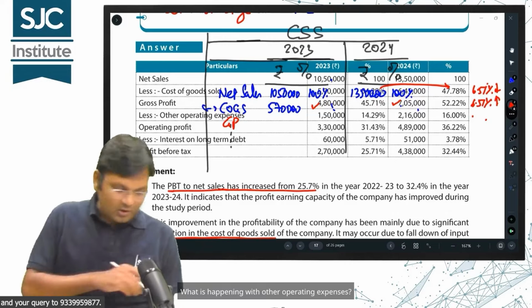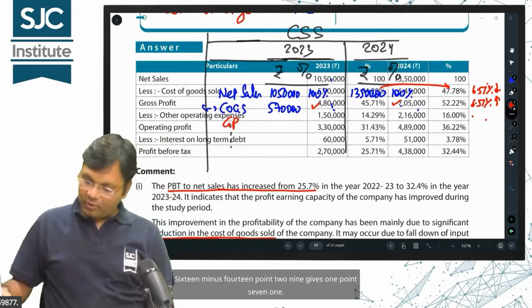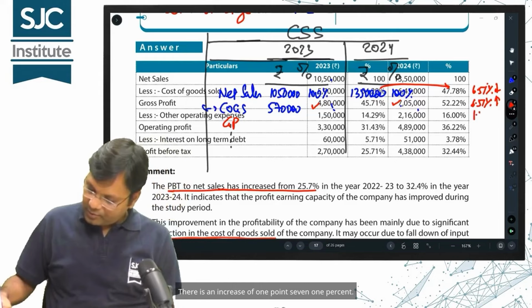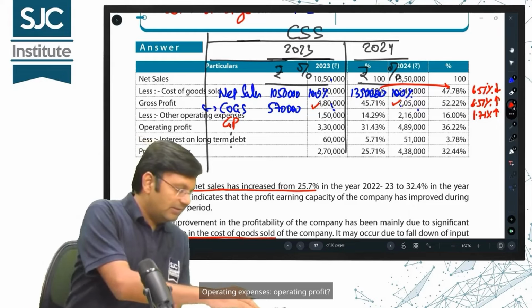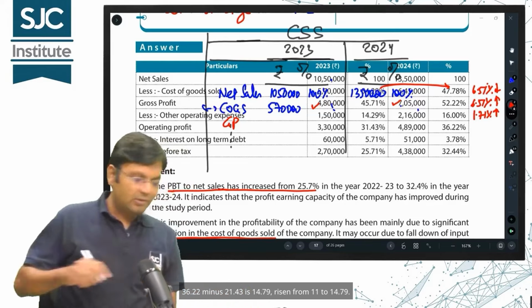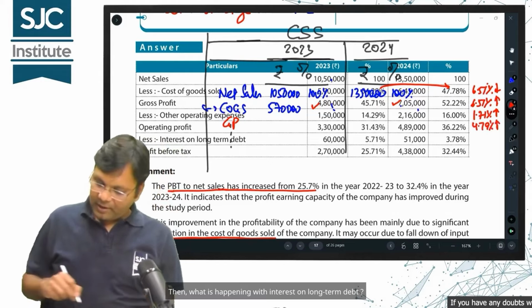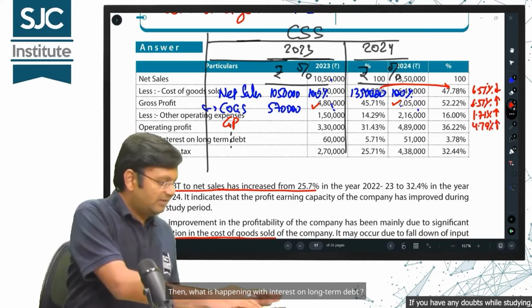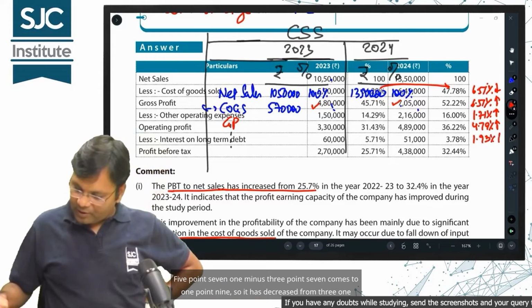What is happening with other operating expenses? 16 minus 14.29 gives 1.71. There is an increase of 1.71%. Operating expenses, operating profit, 36.22 minus 21.43 is 14.79, risen from 11 to 14.79. Then, what is happening with interest on long-term debt? 5.71 minus 3.7 comes to 1.9, so it has decreased from 1.93.